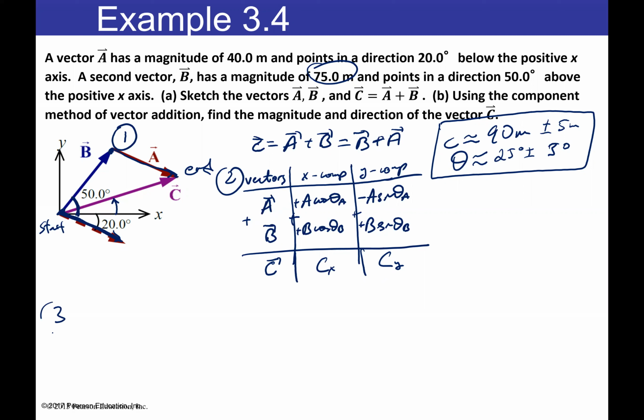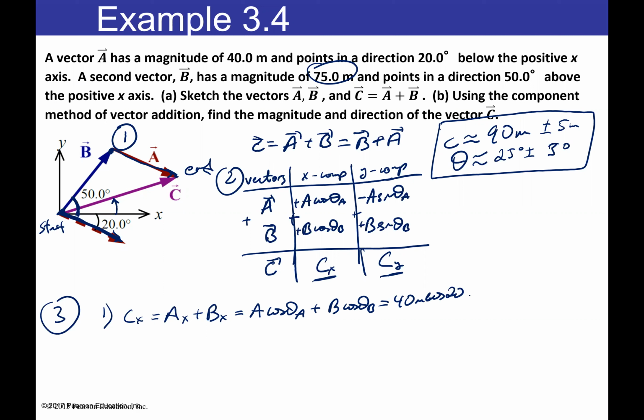Then step 3 will be to use this table to get what Cx and Cy are. So you get basically a pair of equations. Equation 1 gives you the x component, which is technically the sum of the x components of your vectors. My x component is A cosine theta A plus B cosine theta B. A is 40 meters, cosine of 20 degrees, plus 75 meters, cosine of 50 degrees. And if I do this calculation, I'm going to get the magnitude of the x component.